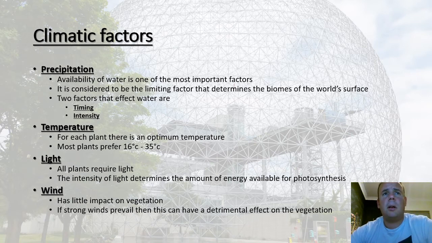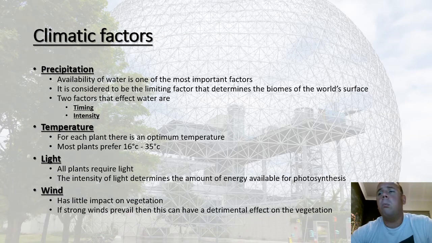Temperature. For each plant, there's an optimum temperature, and it takes millions of years to adapt to. Most plants like 16 degrees Celsius to 35 degrees Celsius. Anything above or below that, we start to see a decrease in the number of vegetation species, and also things like flowering plants and deciduous plants. A deciduous tree, like we have in the northern hemisphere, loses its leaves during wintertime, and that's because there's a lack of light, a lack of rain, and so on.